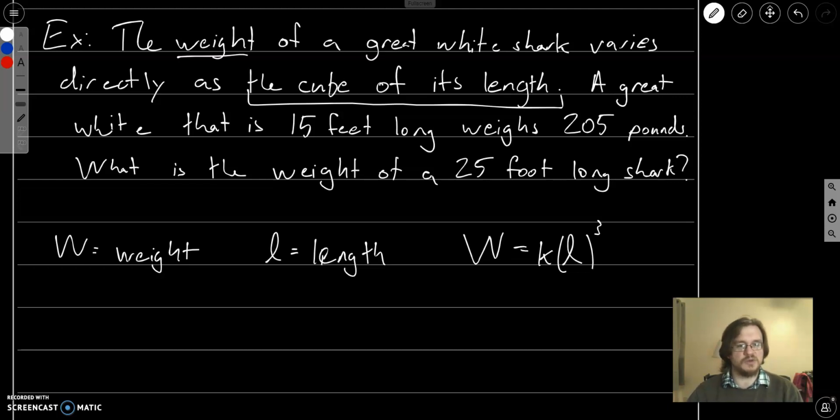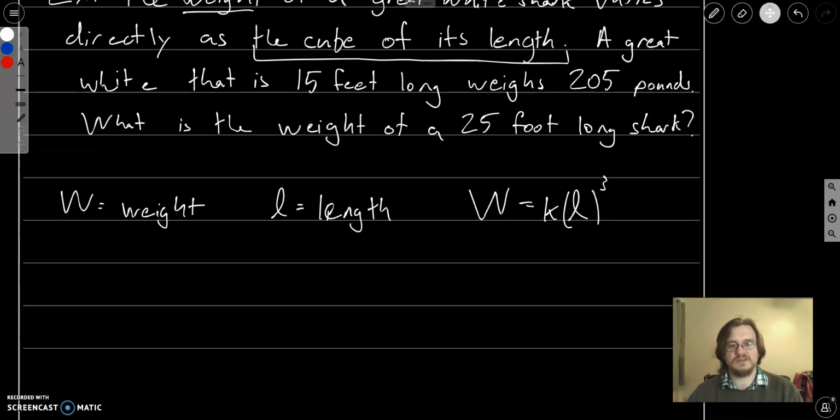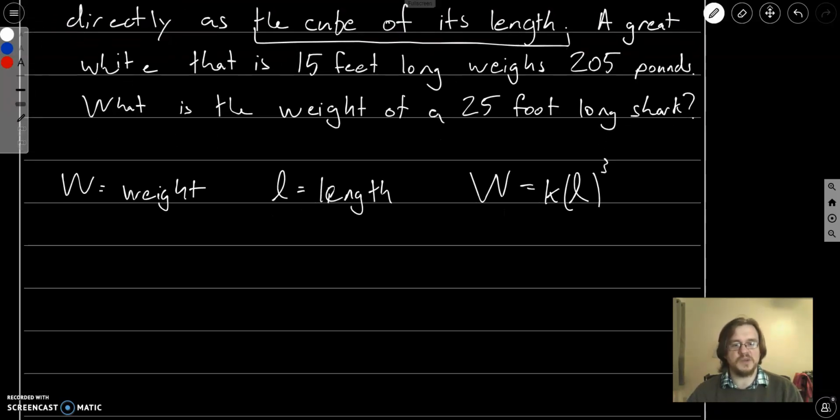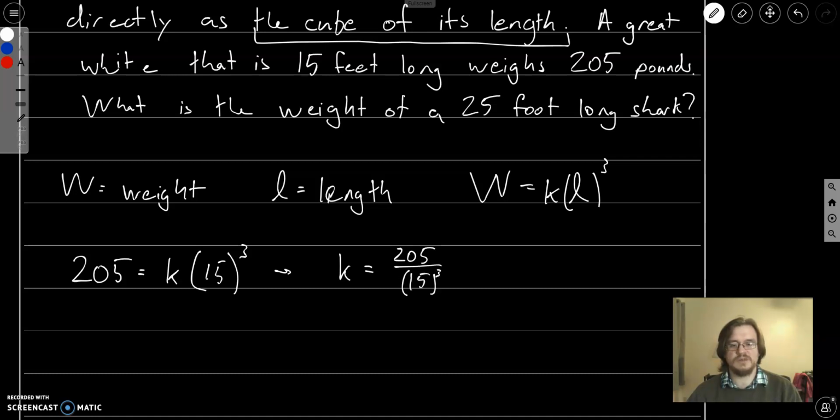And we're told some more information. A great white that is 15 feet long weighs 205 pounds. So what's the weight of a 25-foot long shark? Okay, so let's figure out what our constant should be. A great white that is 15 feet long weighs 205 pounds. So we have 205 pounds is going to be equal to our constant times 15 feet cubed. So if I divide both sides by 15 cubed, we'll get k is going to be equal to 205 divided by 15 cubed.